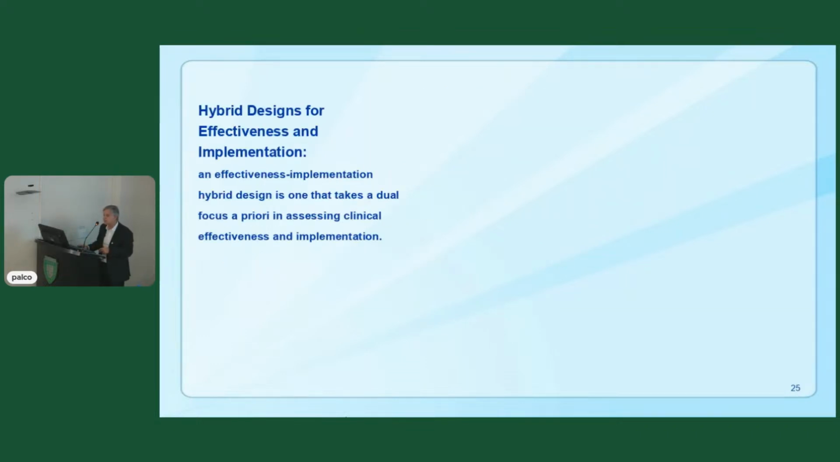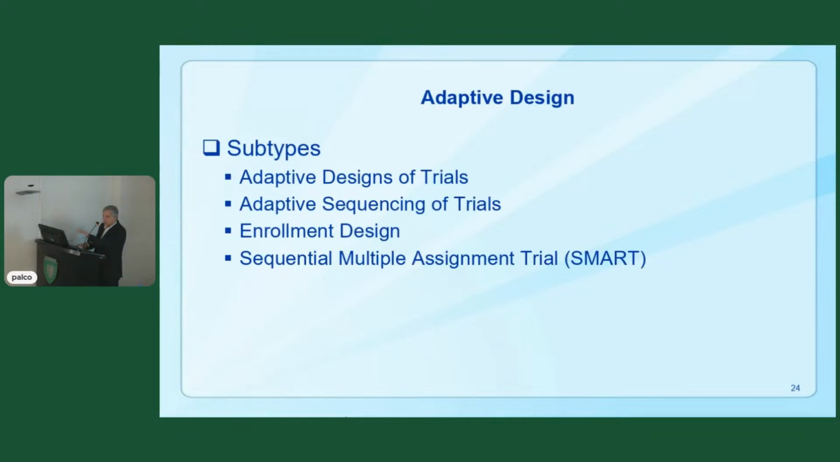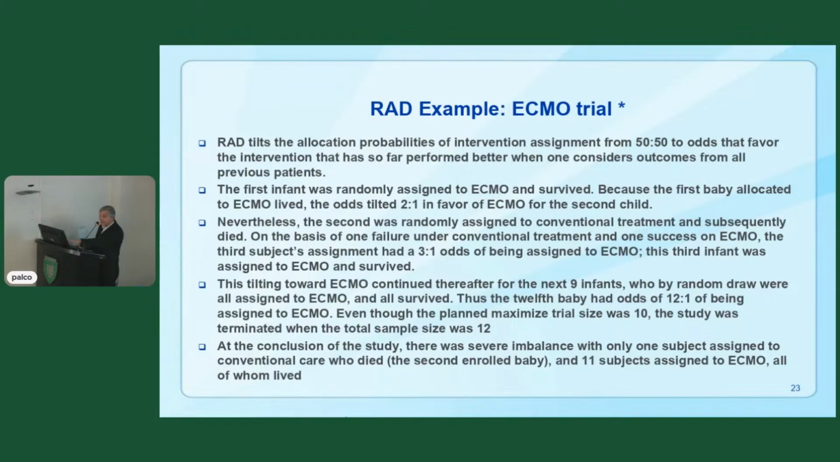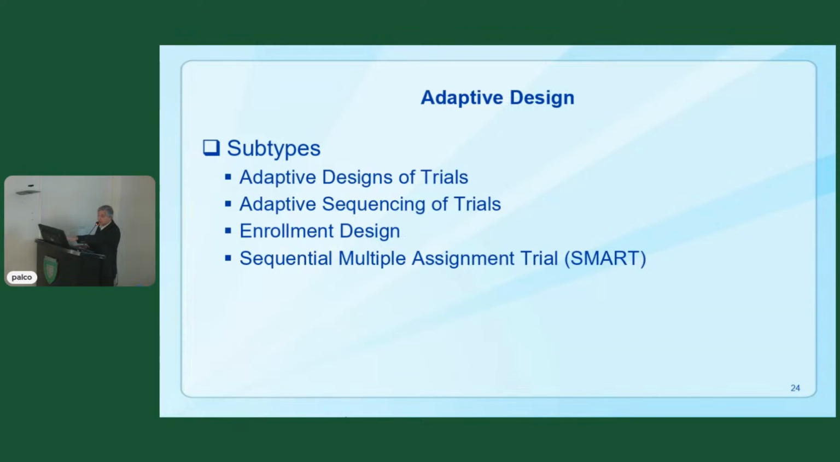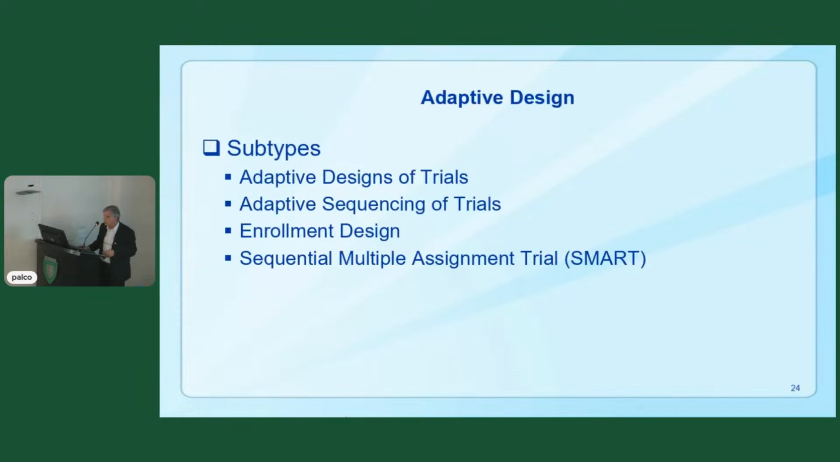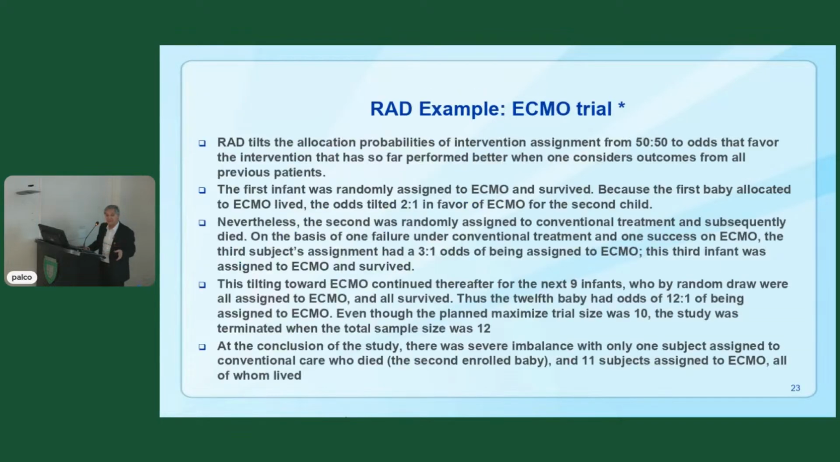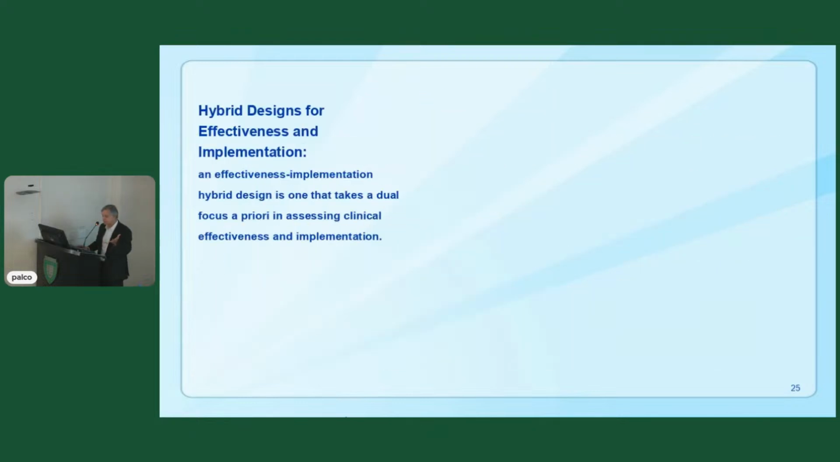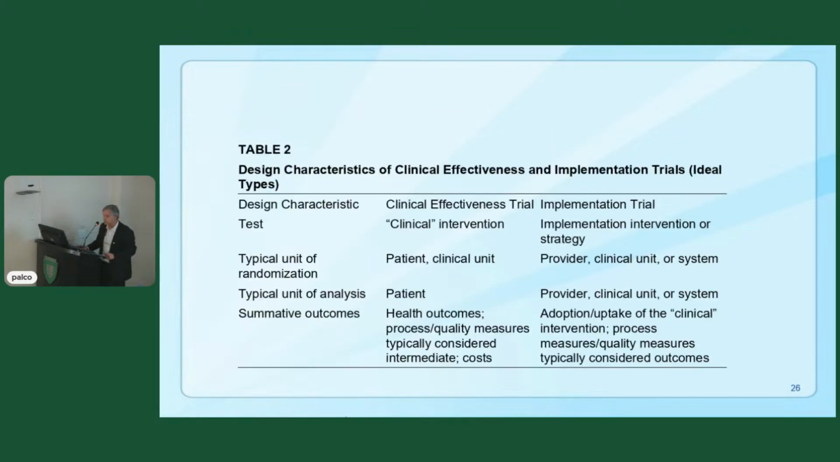Let's see if I can give you some examples. I don't have the others, but I gave you this one, the RAD, which is the typical adaptive design of trials. Here we have the hybrid designs. It's a little bit different, but the same general idea. It's effectiveness and implementation combined. These can be just effectiveness and implementation, but adapted, modified. This is traditional effectiveness to which you add elements of implementation.